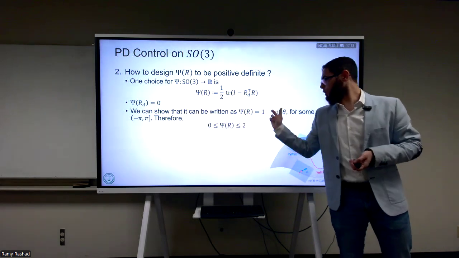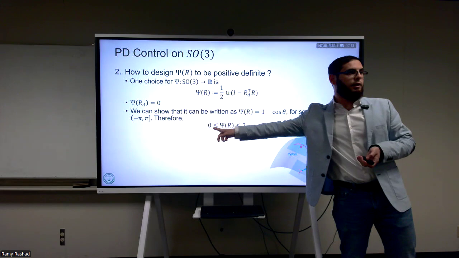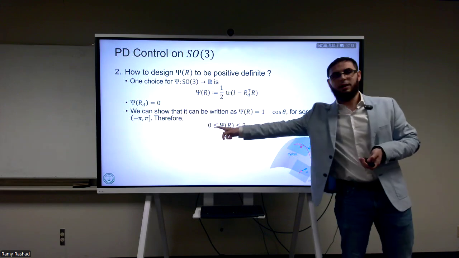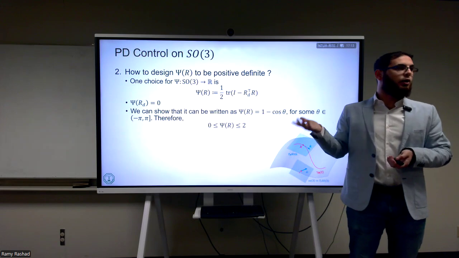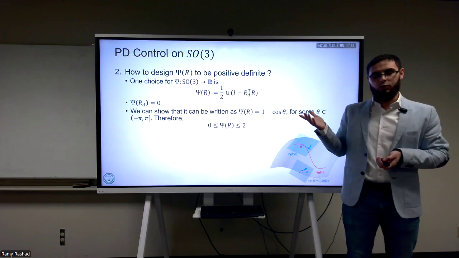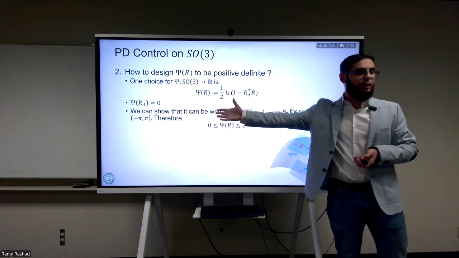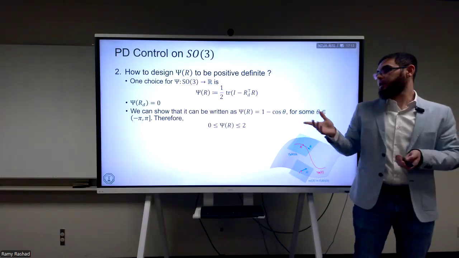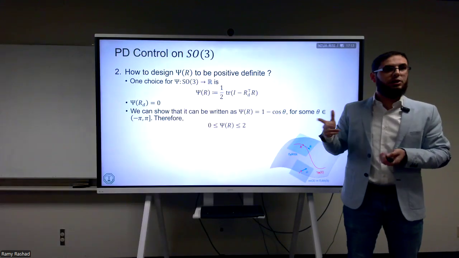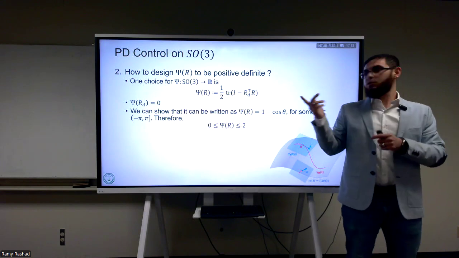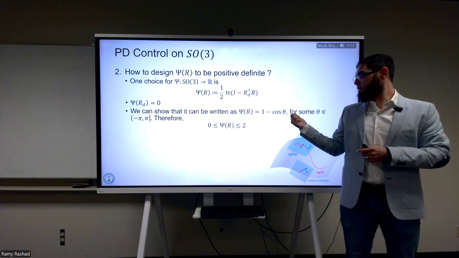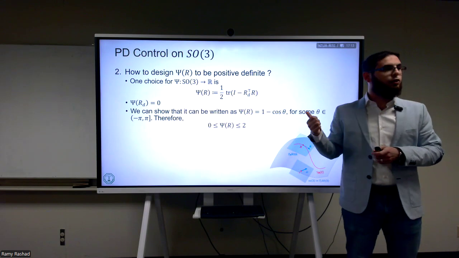So when theta is equal to 0, the cosine is equal to 1, and we have the minimum. And we have the maximum when theta is equal to pi, which is 180 degrees. And this is allowable. So R and R desired can be away from each other by 180 degrees. There are 3 cases when we have the case of theta equal to pi.